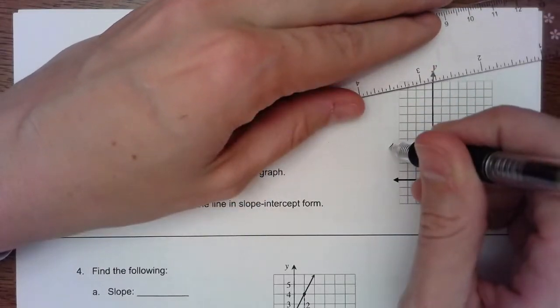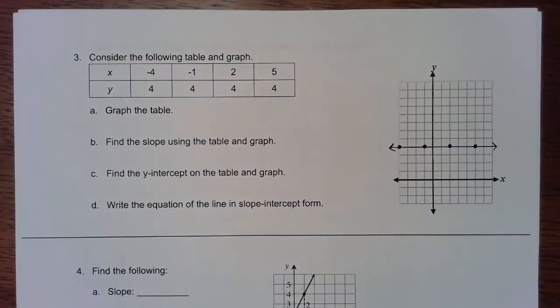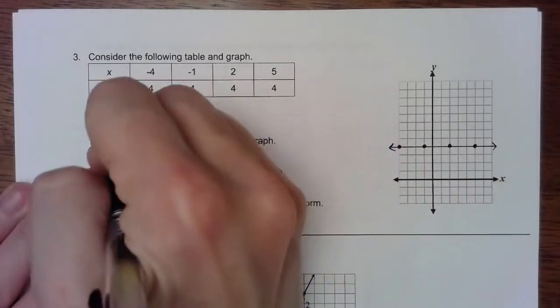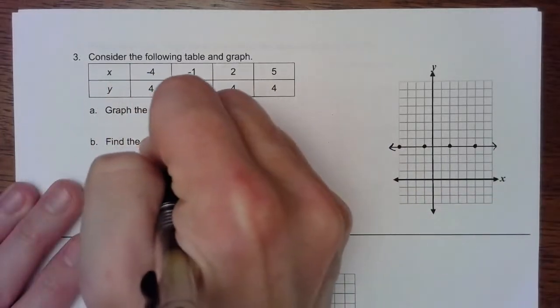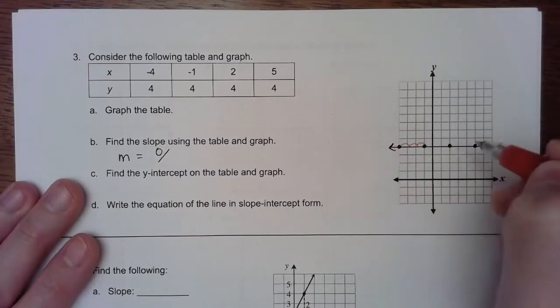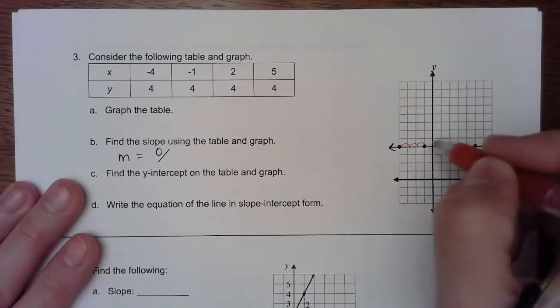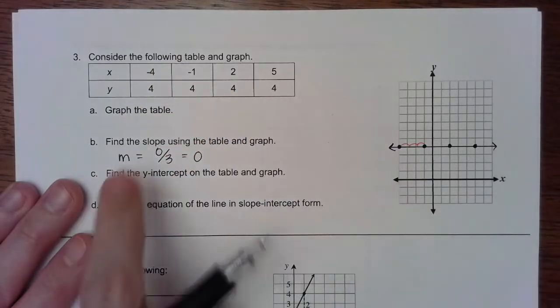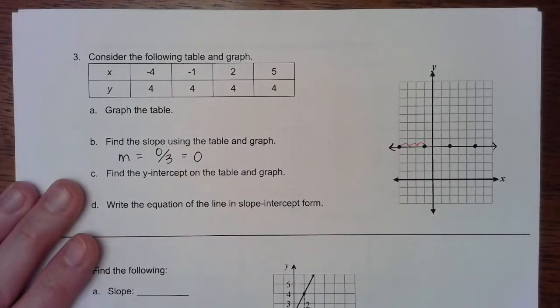So notice that this line looks different than the other one because it doesn't have a positive slope or a negative slope, it has a slope of 0. To get from any of these points to the next point, you don't go up or down at all, and then on this one you go over 3. Actually, I think they all go over 3, but it doesn't matter because 0 divided by anything gives you 0. So the slope of this line is 0.